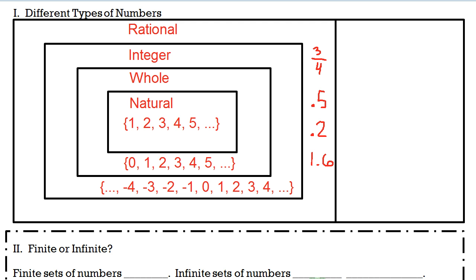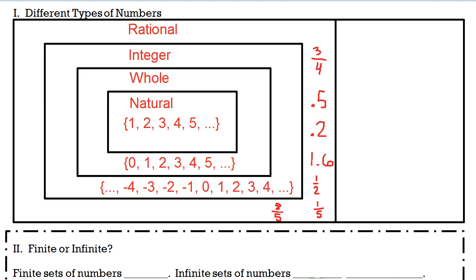Now, are they written as fractions? No. But could they be written as fractions? That's really the big question. And in this case, yeah, 0.5 is the same as 1/2. And 0.2 is the same as 1/5. And 1.6 is the same as 8/5. So even though they're not fractions, they could be written as fractions, and that's enough to make them rational.